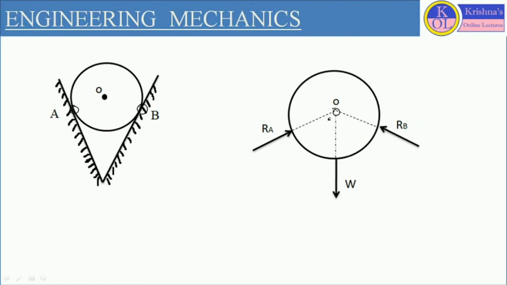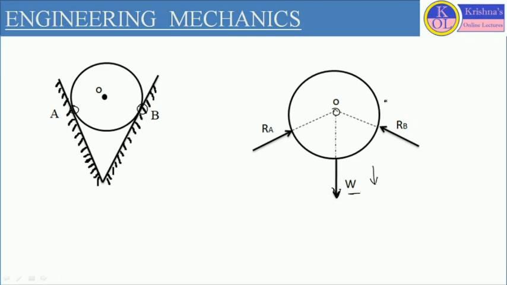Now, the first force we should draw to draw the free body diagram is always the weight of the object, and weight is always considered in the vertically downward direction. So for the sphere it will act in this particular direction. So W is representing the weight of the object.